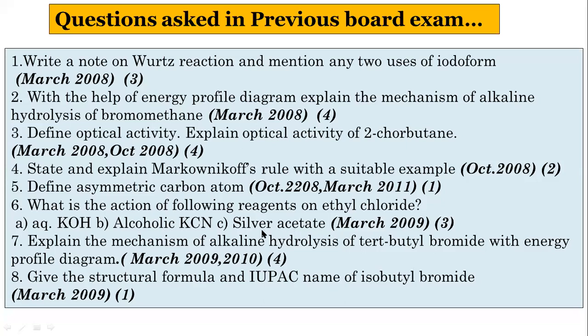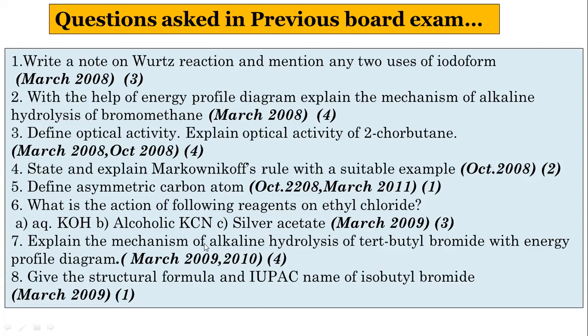Then, what is the action of ethyl chloride on silver acetate? What will be the product? Silver acetate is an ester, so the reaction gives an ester. Remember, you will get an ester. Ag will be substituted, so Ag will combine with Cl, AgCl will be formed, and this ethyl will combine with the acetate. So ethyl acetate will be the product.